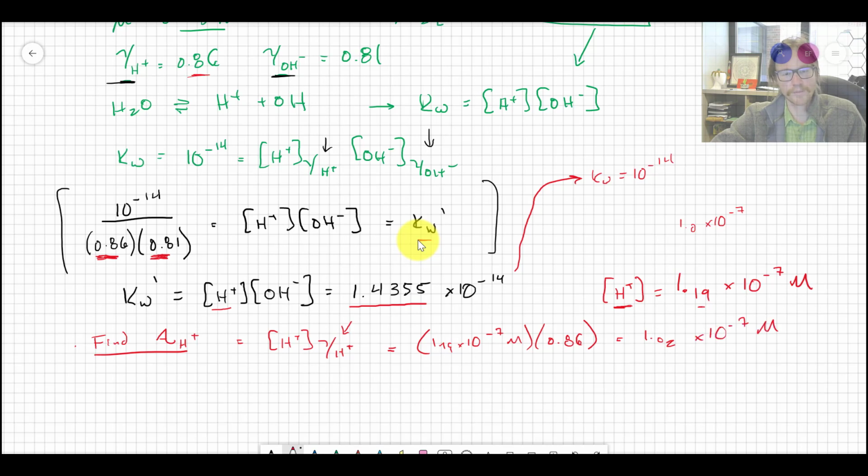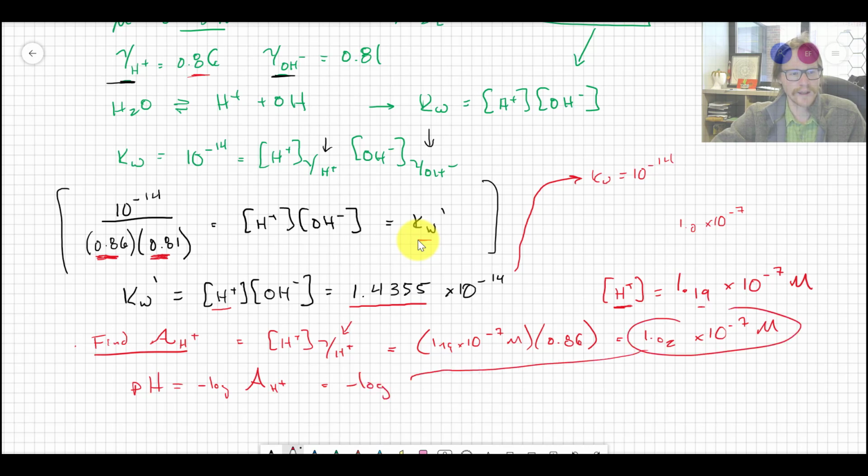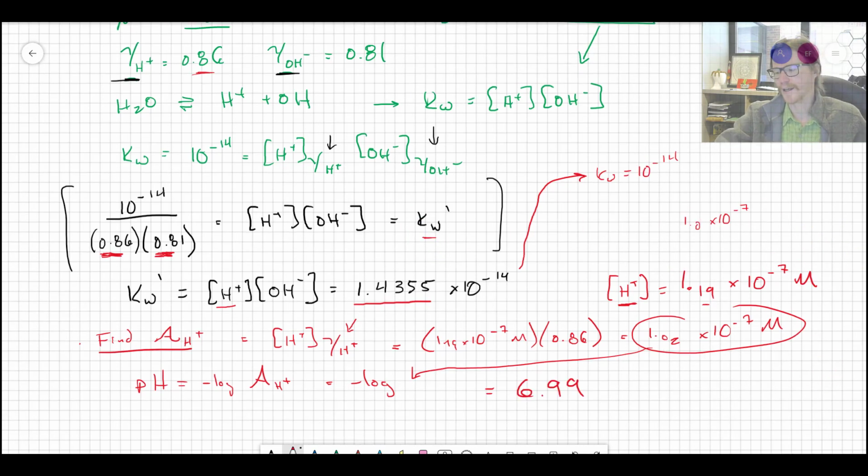That's the apparent concentration of this species, not the true concentration. And remember, the apparent concentration, or the activity here, is the thing that you actually measure. So if we want to compute the real pH, that's going to be minus log of the activity of hydrogen ion, which will be minus log of this value. So we'll plug that in there, and that gives us a value of 6.99.